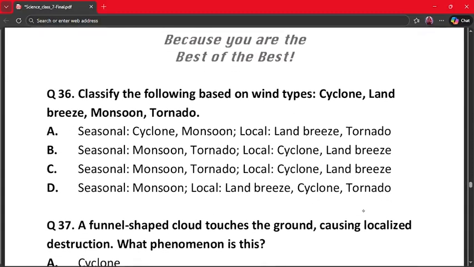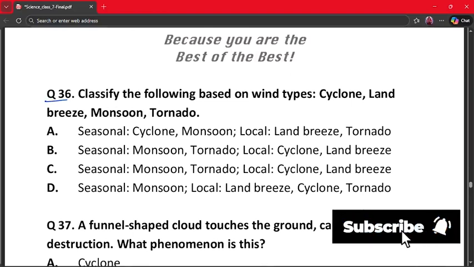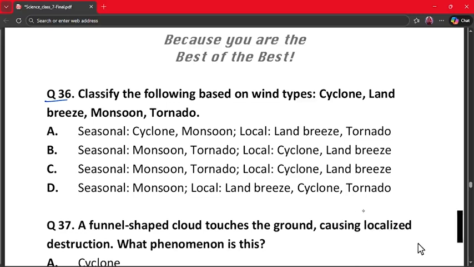Our next question is question number 36. Classify the following based on wind types: cyclone, land breeze, monsoon and tornado. A. Seasonal, cyclone, monsoon, local, land breeze and tornado. B. Seasonal or monsoon and tornado, local or cyclone and land breeze. C.